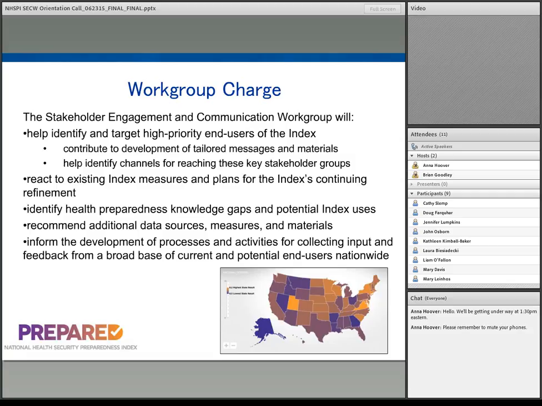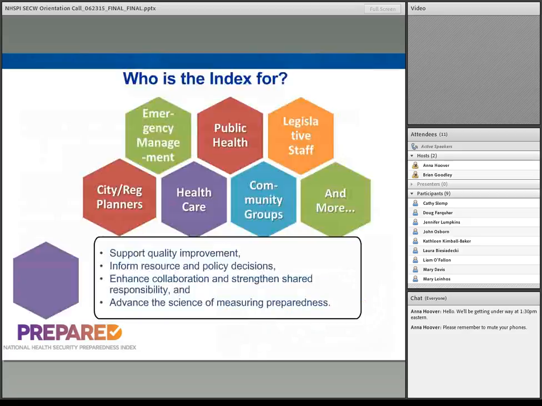And then informing the development of processes and activities for collecting input and feedback from these end users and potential end users. So we'll be talking about data collection, how we analyze data, the use, usefulness, and usability, and how well we're communicating about the index. So that's essentially this work group's charge.